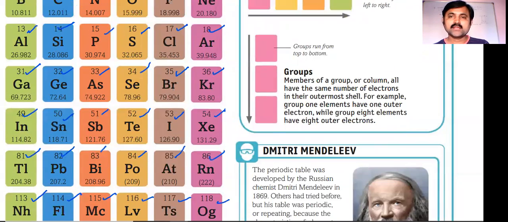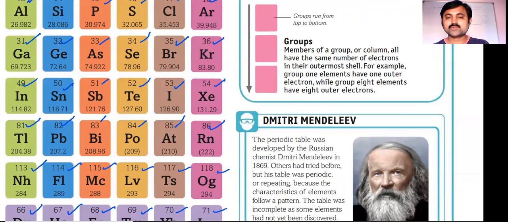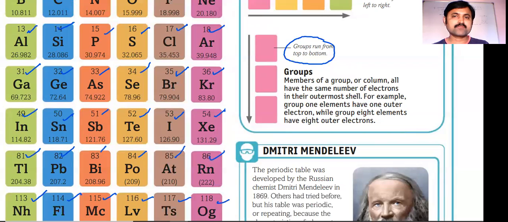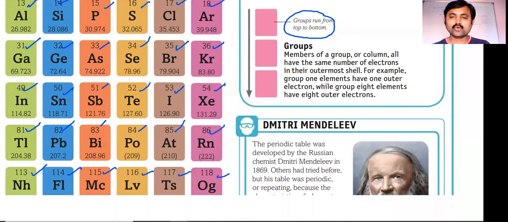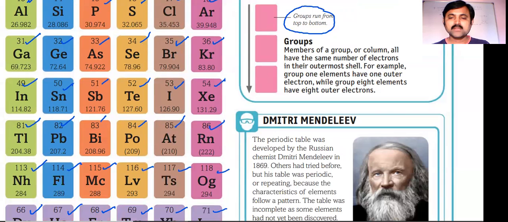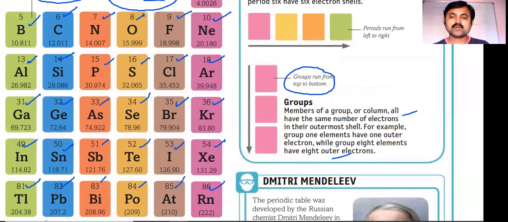Groups run from top to bottom, so when we observe the groups, we have to check from top to bottom. Group members in the same column have the same number of electrons in the outermost shell. For example, group 1 elements have 1 outer electron, while group 8 elements have 8 outer electrons. That is the most common factor in the group cases.